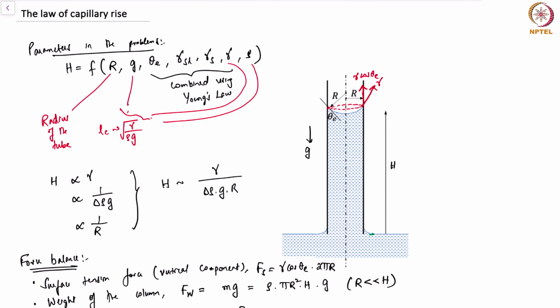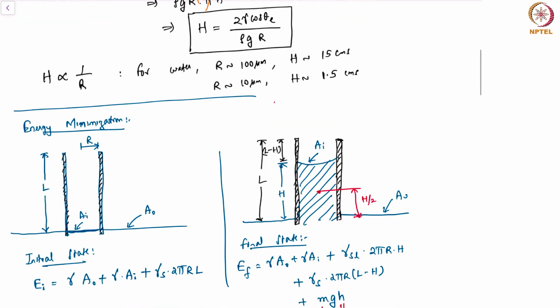Then the next question would be what about geometric parameters? In this case, the geometric parameter that is relevant is the radius of the tube itself. So we've looked at capillary rise in tubes. Now what we want to do is look at the problem of capillary rise in between flexible surfaces.